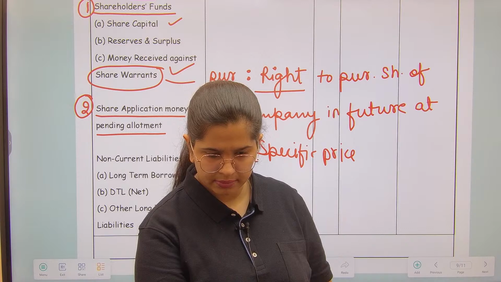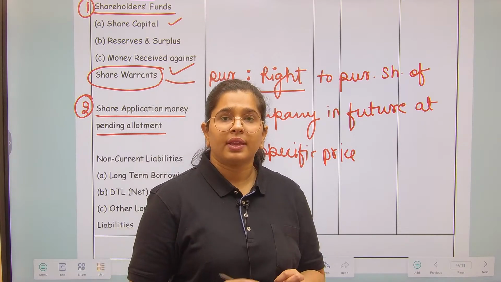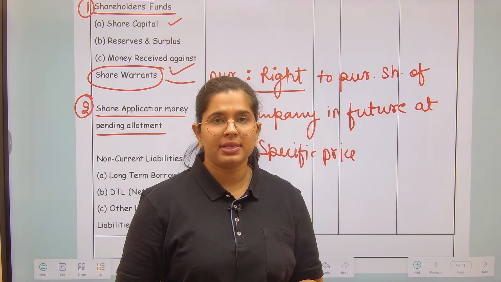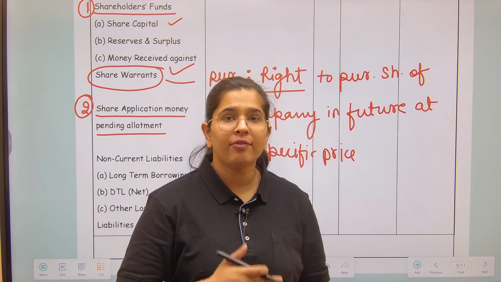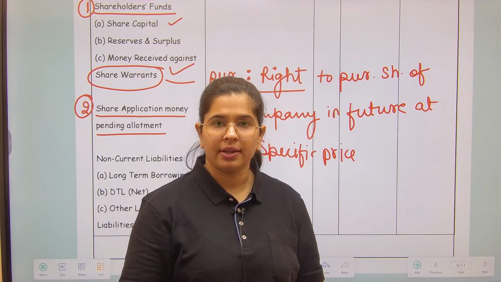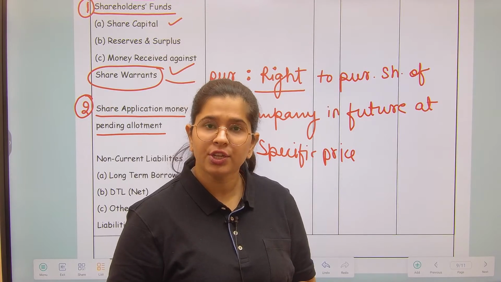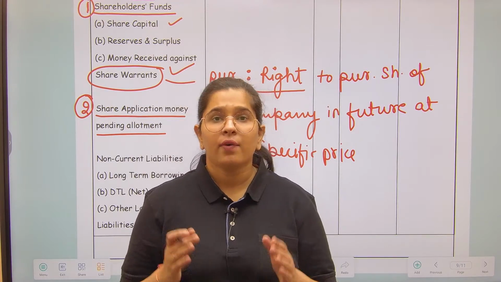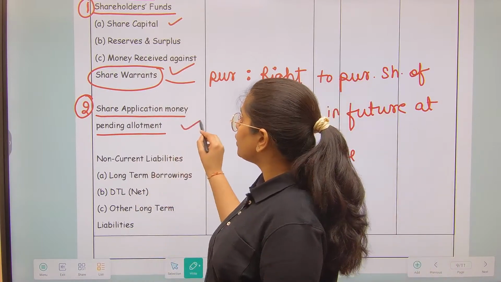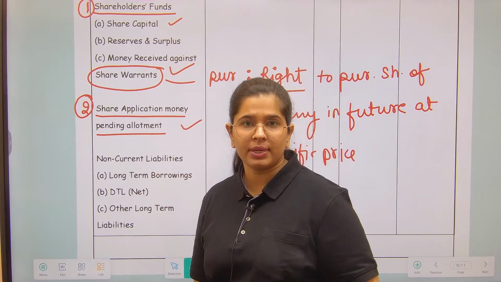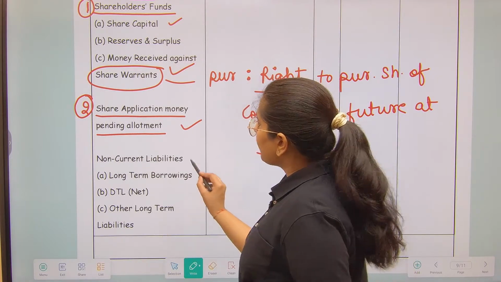In this particular case, what happens is, suppose you have called for applications, but still you have not made the allotment, right? Means you have not decided to whom you are going to allot the shares. So for the meanwhile, whatever amount is pending with you, you are going to put here, share application money pending allotment. Next, non-current liabilities.